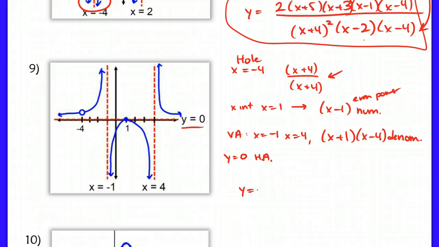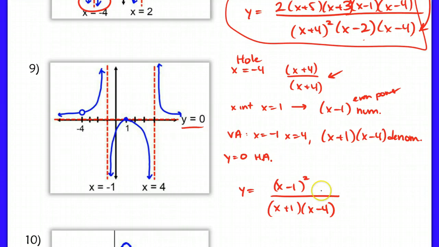So I end up with y equals, since x minus 1 is in the numerator, and it's to an even power, I'm just going to make that squared. In the denominator, I should have x plus 1 and x minus 4. I also want to include x plus 4 and x plus 4, because those were my holes. Now, looking at this, my equation actually looks like it should have a horizontal asymptote at y equals 1, because these powers are the same. This is to the first and first, so that would be x squared over x squared, which would result in a horizontal asymptote at y equals 1.